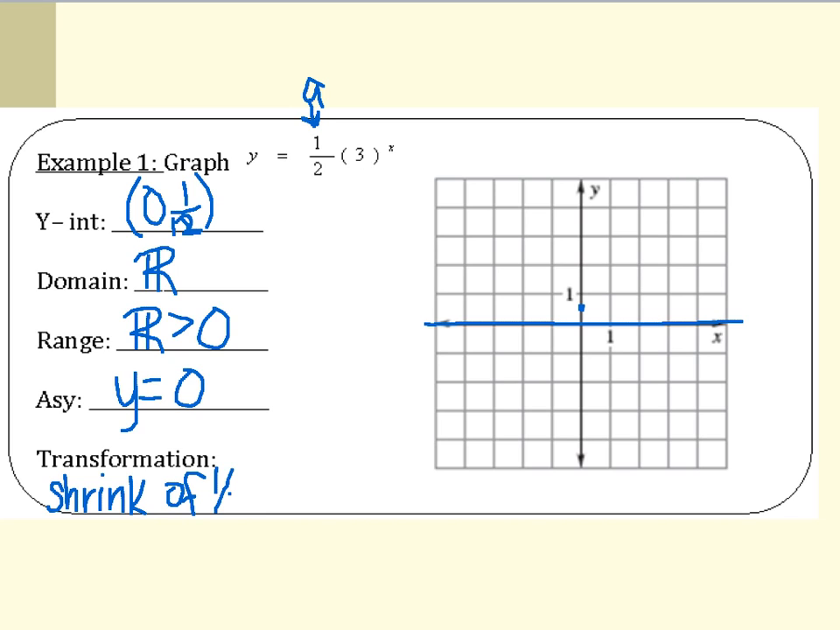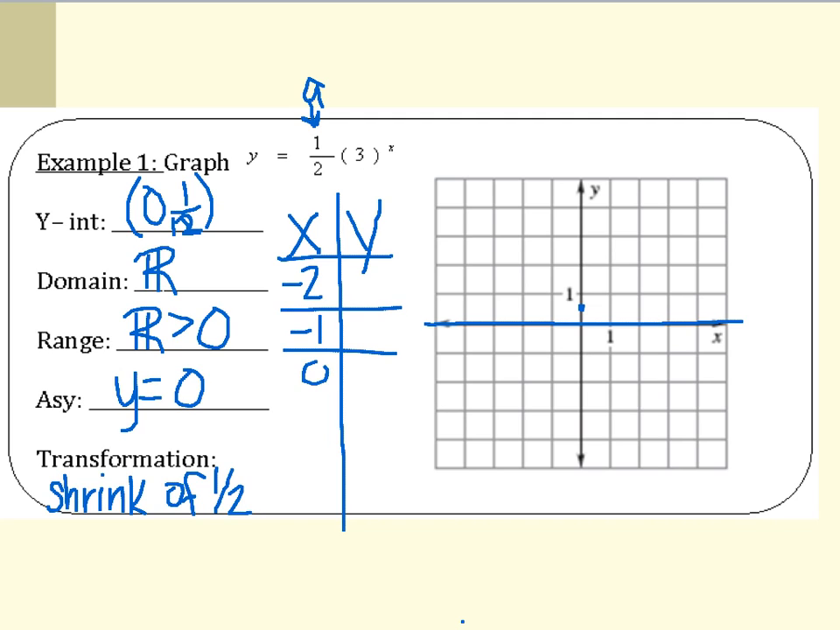of 1/2. And 1/2, you notice, is your A value, so that's why it's a shrink. Anytime you multiply something by 1/2, it's obviously going to get smaller. Let's now make our table of values using the exact same values we've been using all along. -2, -1, 0, 1, and 2.